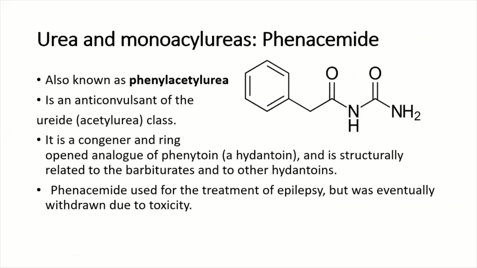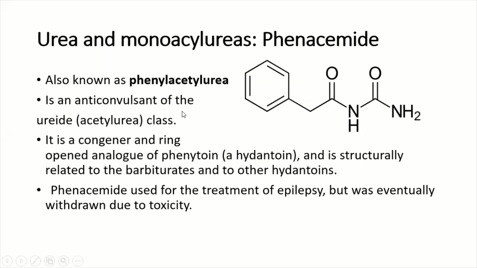The next compound is urea and monoacyl ureas. This is the structure of phenacemide. It is nothing but phenyl acetyl urea. This NH2 C double bond O NH2 is urea, then CH3 C double bond O is the acetyl group, and this is the phenyl. So it is phenyl acetyl urea. Three parts are there: this is the phenyl ring, this much is the acetyl group, and this is the urea.